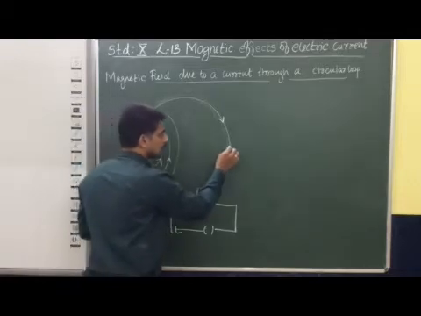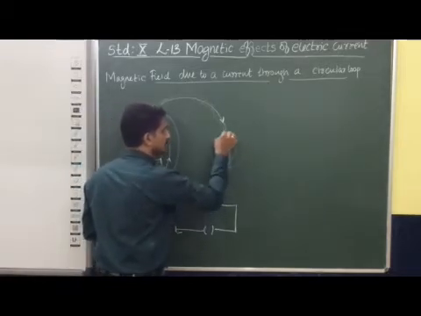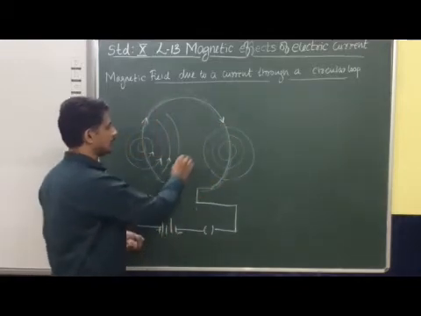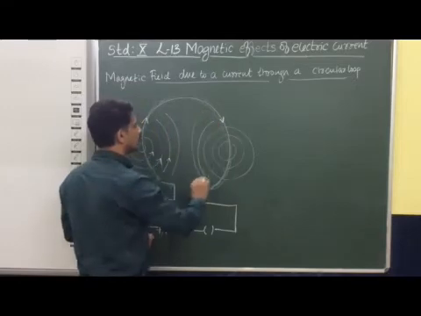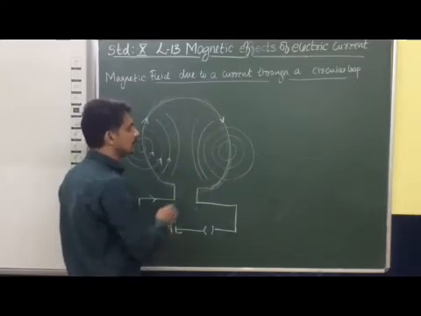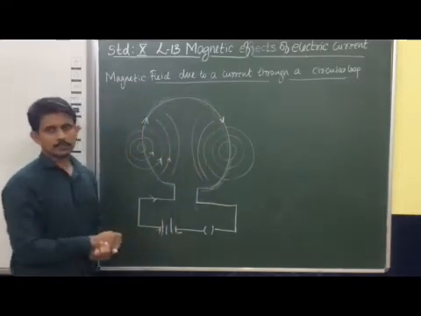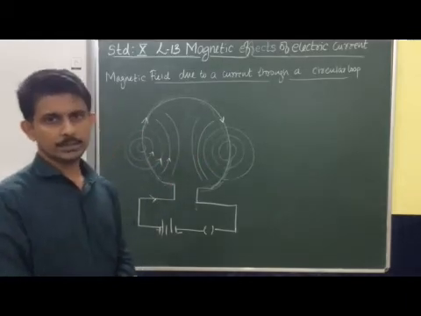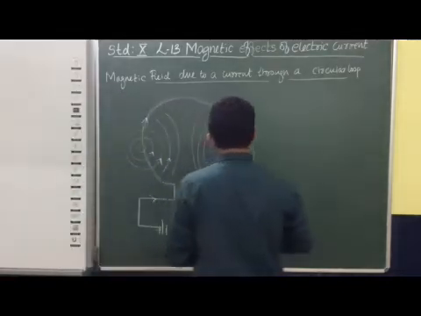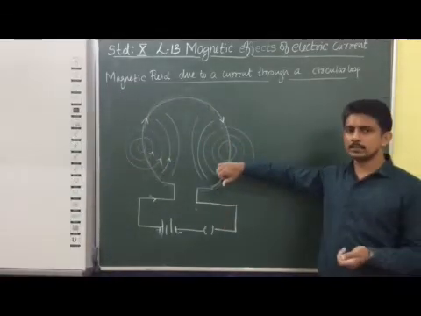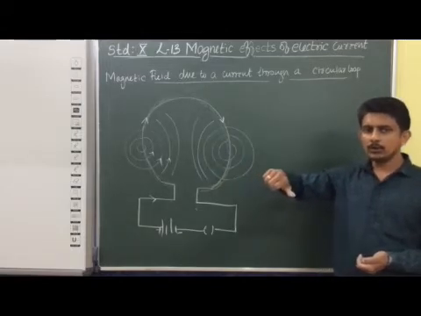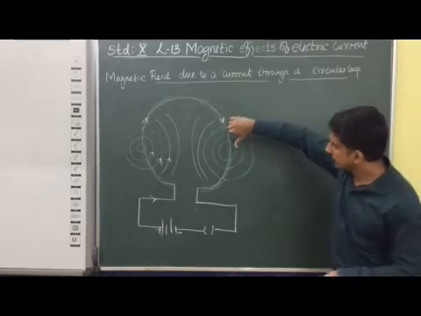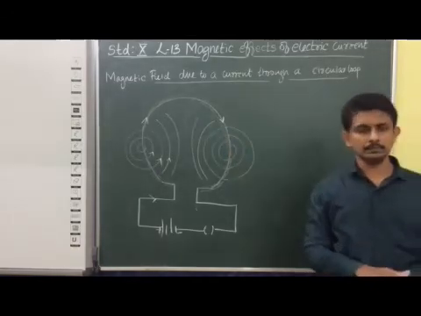Here also the field lines are produced in the form of concentric circles. As we go away from this, you can observe that the strength of the field lines is decreasing. It becomes more straight like this. Here we can determine the direction of these magnetic field lines with the help of the right hand thumb rule. In this case the current is flowing in the downward direction.